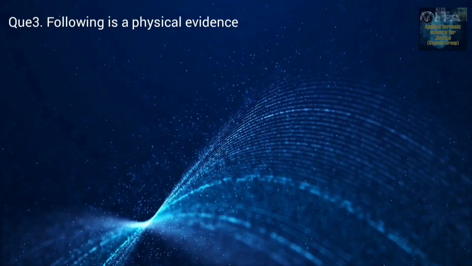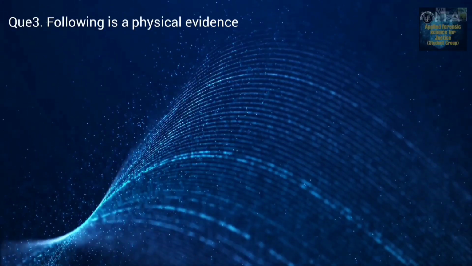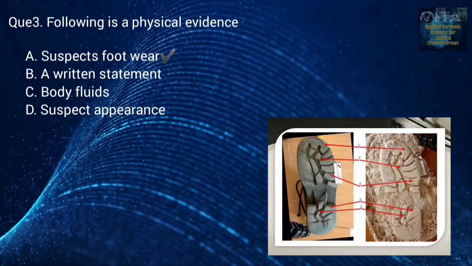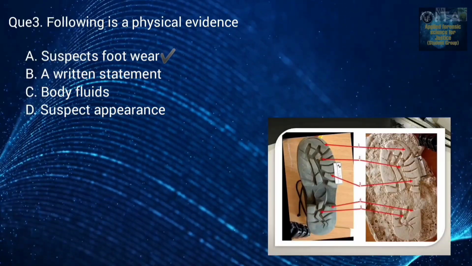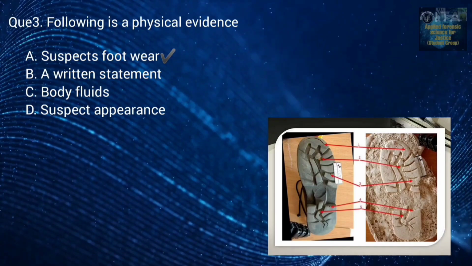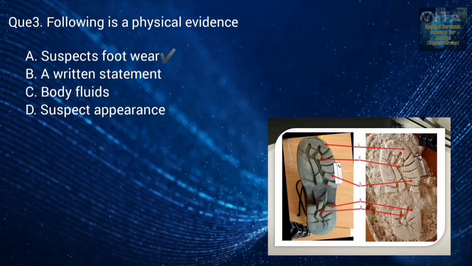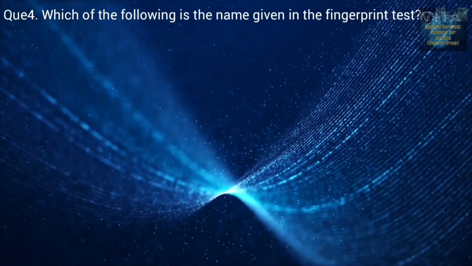Question number 3. Following is a physical evidence. Options are A. Suspect footwear, B. A written statement, C. Body fluids, D. Suspect appearance. The correct answer is A. Suspect footwear.